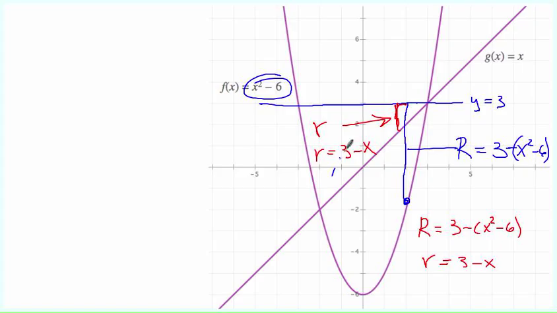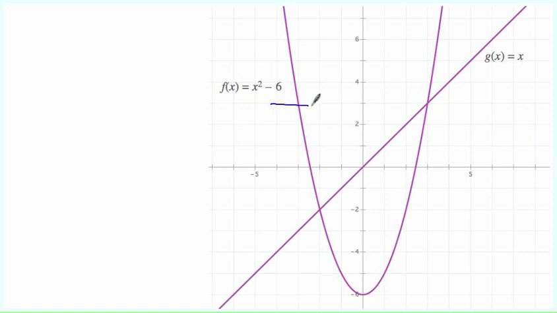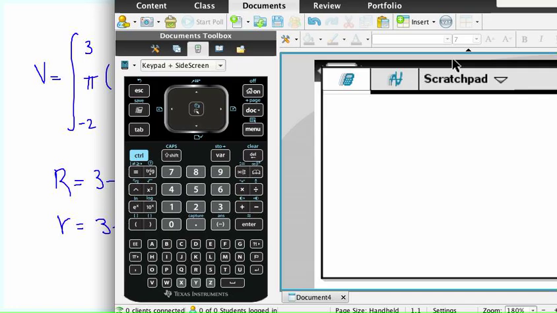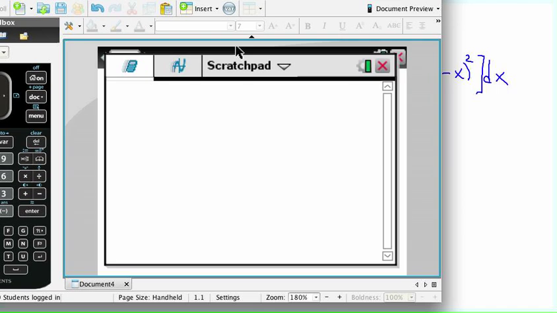And this is the x. Why is the x? Because I'm moving these little discs. Okay, this is R, and this is dx. So bringing my calculator, let's see the expression.